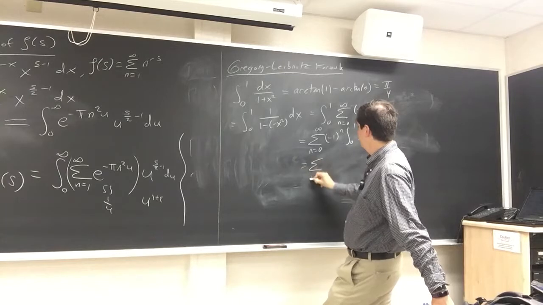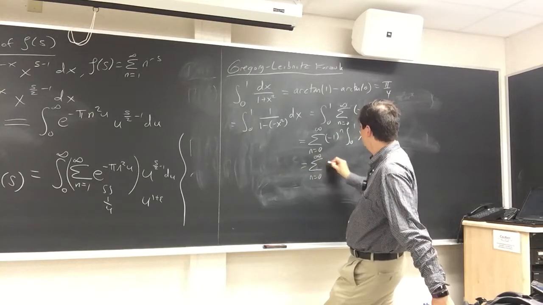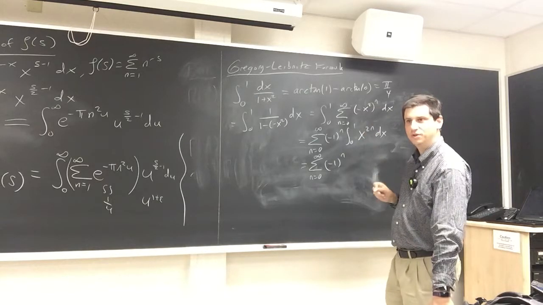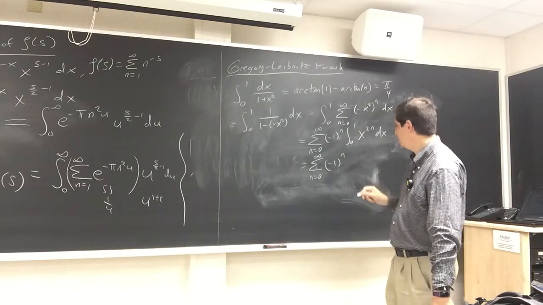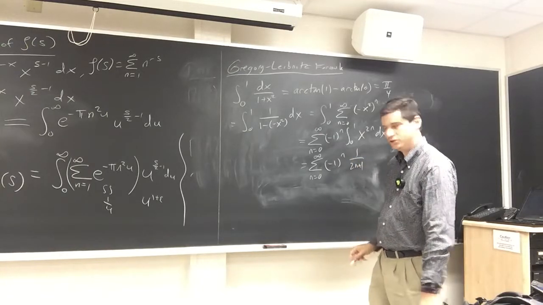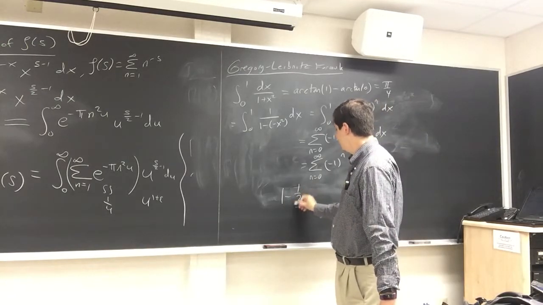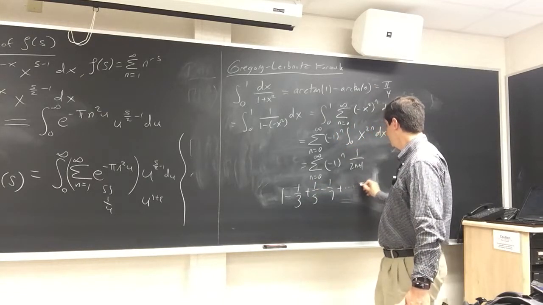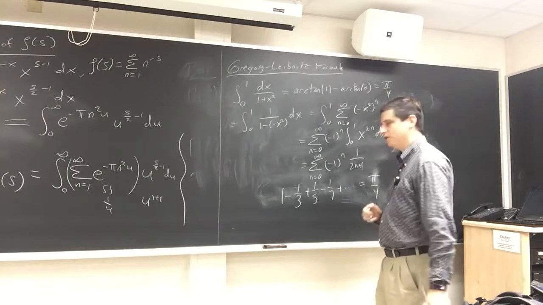This is the sum from 0 to infinity of negative 1 to the n. I get x to the 2n plus 1 over 2n plus 1, evaluating it at 1 and 0, so I just get 1 over 2n plus 1. So you get 1 minus a third plus a fifth minus a seventh equals pi over 4.